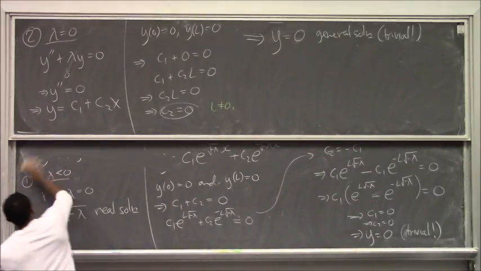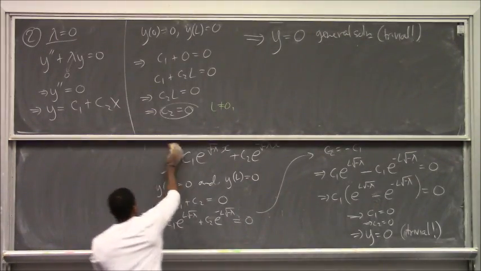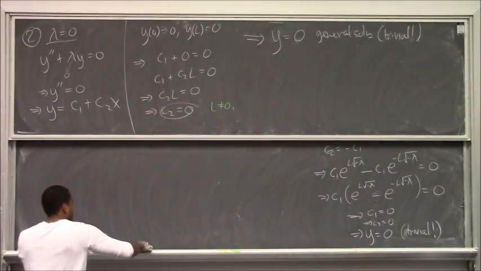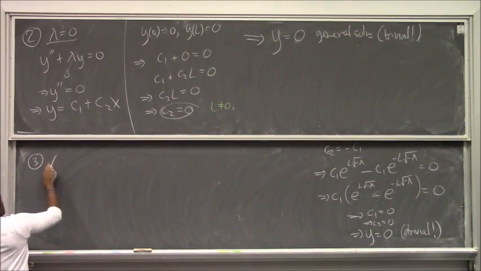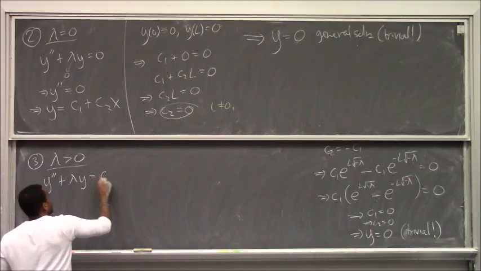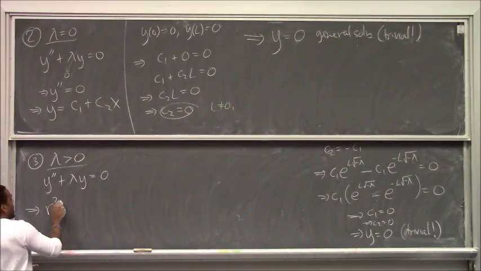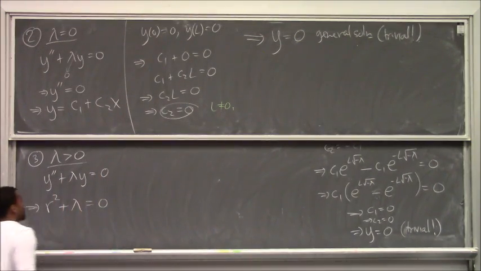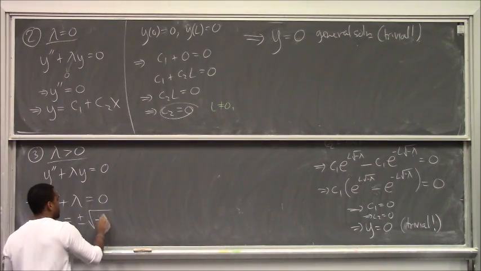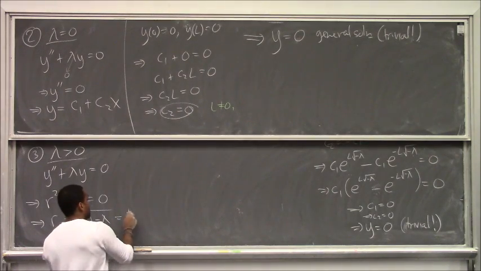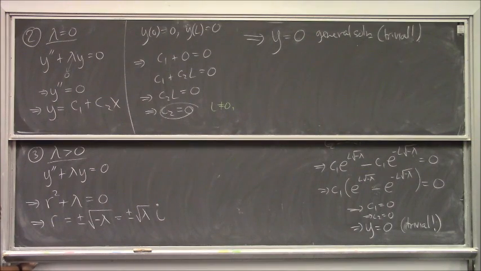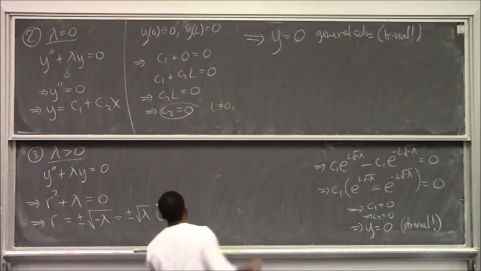Now, in the final case, if we assume that our lambda is positive, so case 3, lambda is positive, and we have y double prime plus lambda y equals 0, then our characteristic equation is going to be this, which means r is going to be plus or minus the square root of minus lambda, which is plus or minus the radical of lambda times i. Complex roots. So we have complex roots. Now what's going to happen?